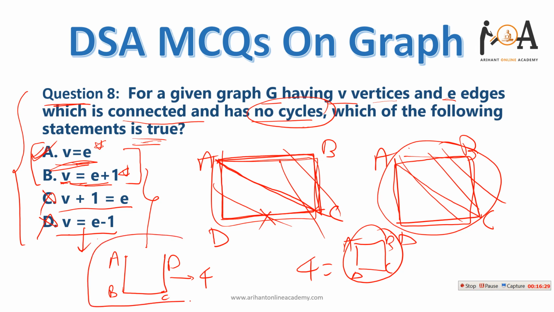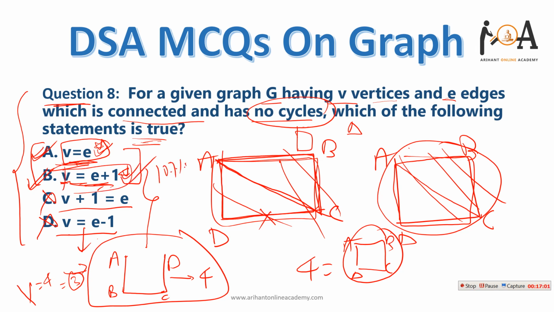But if I consider this graph, this one, then it is a connected graph, but it does not have any cycle in it. So in this case, if you observe, vertices equals 4 and edges should be 3. So vertices should be E plus 1. Option B is the correct answer, because if V equals E and it is a non-cyclic graph, then it must have a cycle, because if V equals E, then it should be like that or like that. But here option B is 101% the correct answer, guys. Option B is the correct answer.